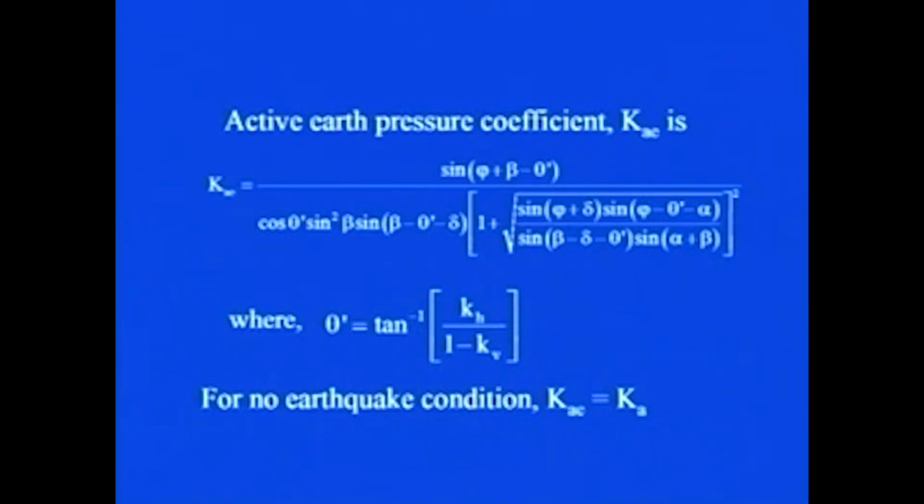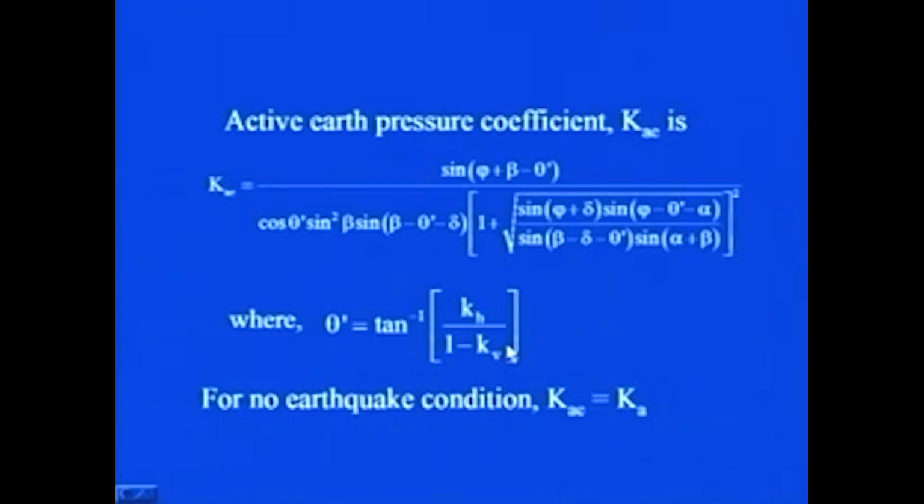Then in this case the active earth pressure coefficient, that is KAE, is defined by this particular expression, where phi is the angle of internal friction, beta is the angle of the back face of the wall from horizontal, and delta is the angle of wall friction. Theta prime is defined as tan inverse of Kh upon 1 minus Kv. Our code gives some guidelines for calculating Kh and Kv.